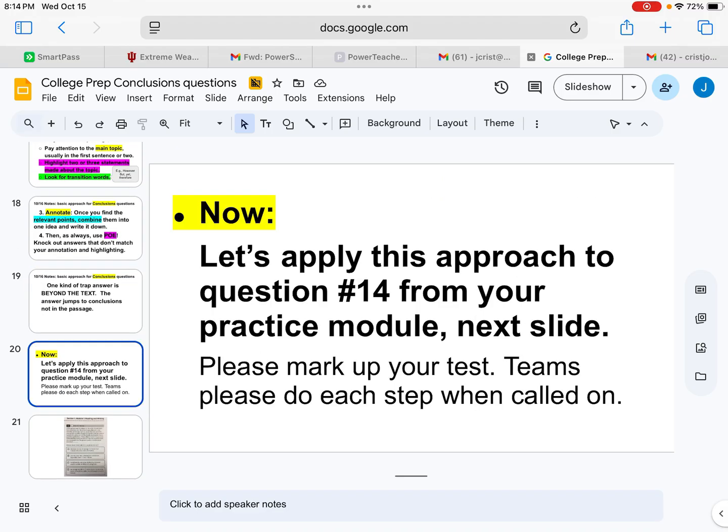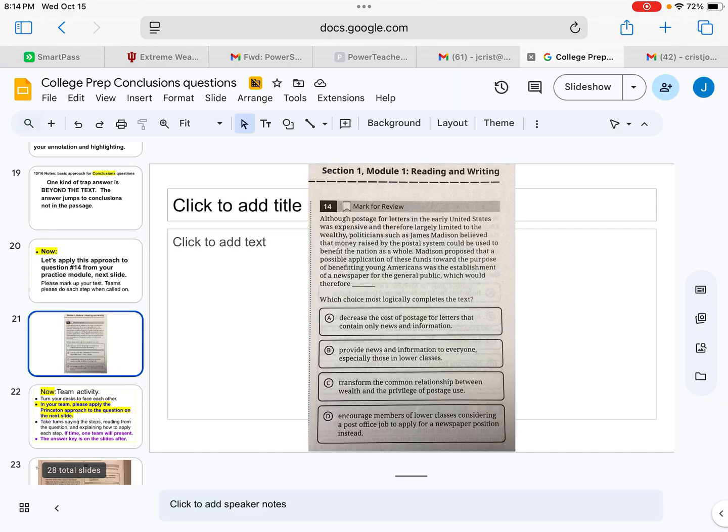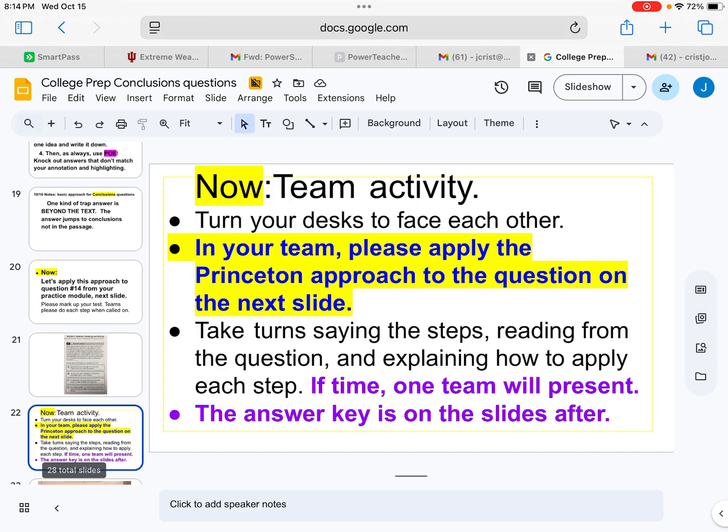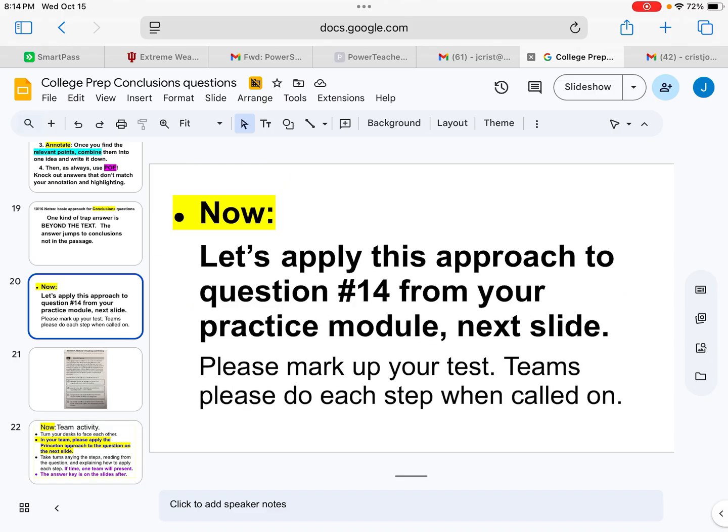So in class, here's what we're going to do. Apply the approach to question 14 from your practice module on the next slide. Teams will be marking up their test. I think I'm just going to have them do it together. Actually, no, we're going to walk through this together in class.